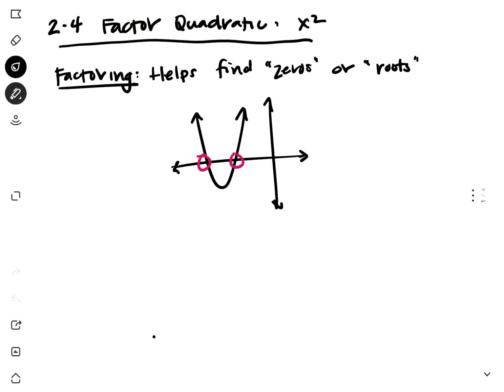Hey, welcome back everybody. Today we're looking at factoring quadratics, more specifically quadratics with just an x squared, no number, no coefficient in front of the x squared. The reason we want to factor is that it helps us find the zeros or the roots of our function. If we look at our graph here, the zeros would be where they cross the x-axis. And it's helpful in finding the starting and ending points for quadratic functions.